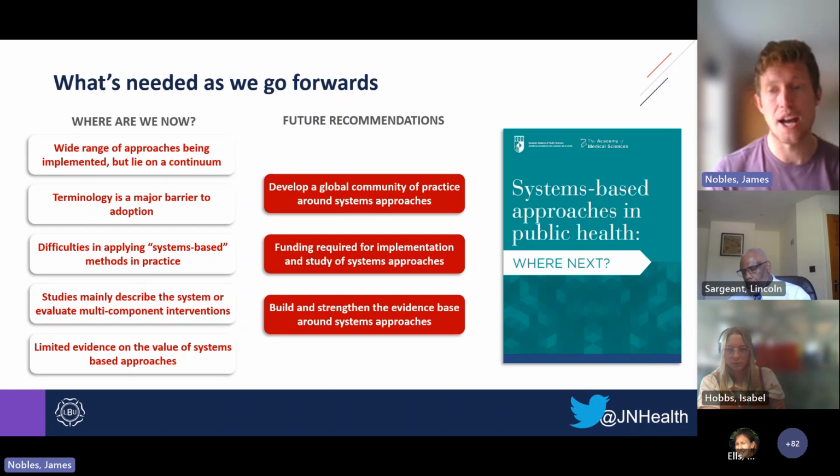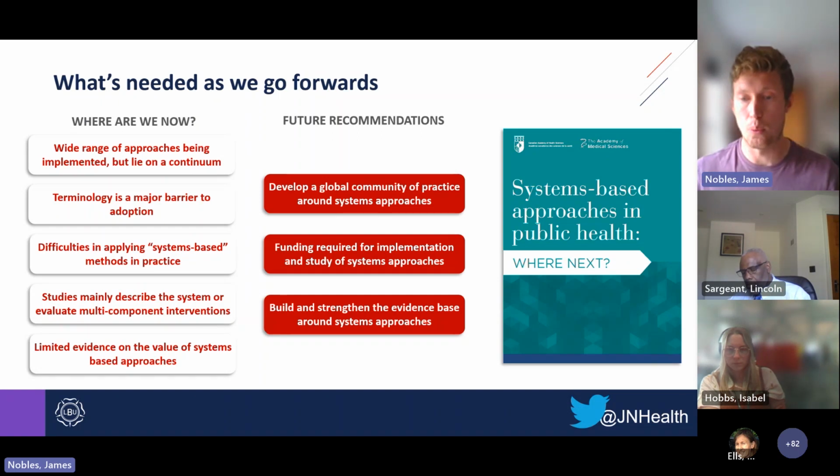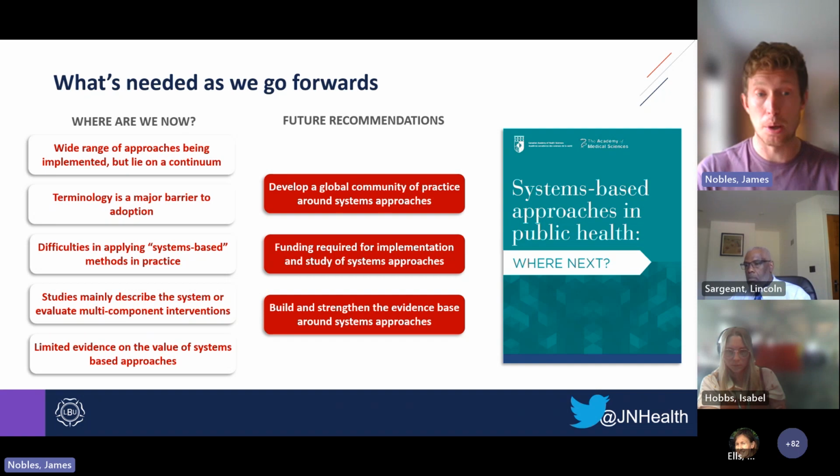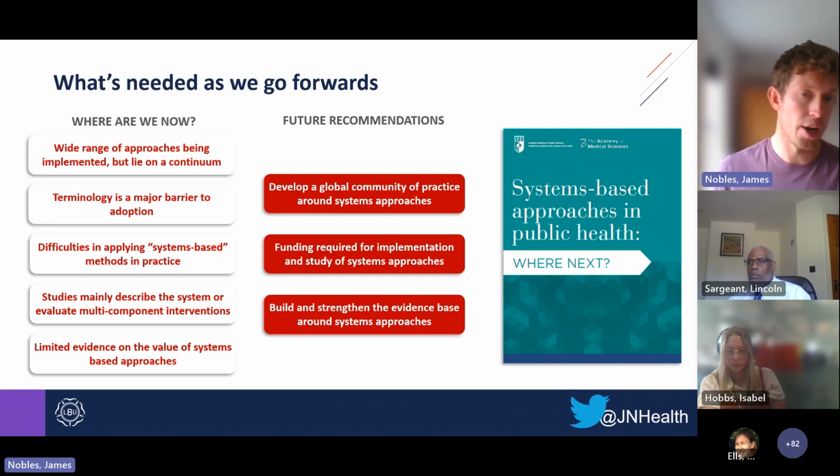But in order to do that, as I say, we need to have a better understanding of what a systems approach entails. And so for me, this is where I think there are some real opportunities as we go forward to build that better understanding of where we are now with regards to the use of systems approaches in public health, be that in the context of overweight and obesity, physical activity, and maybe many other different topics.